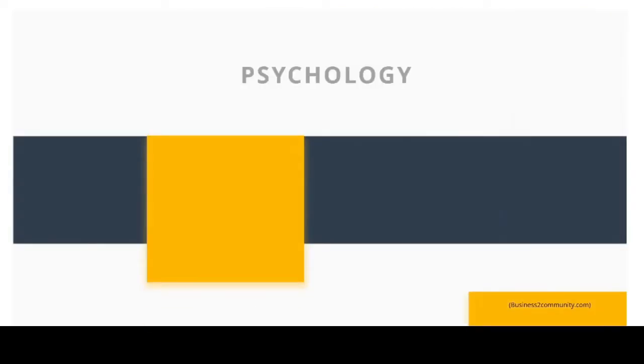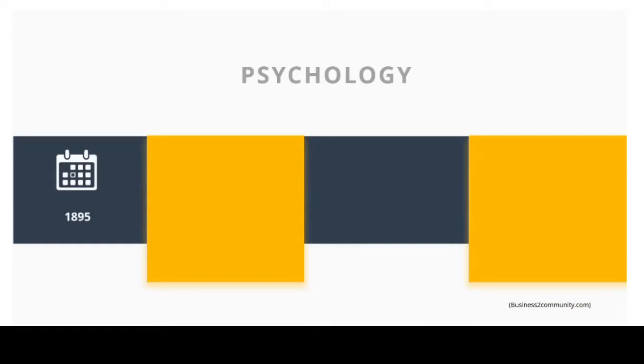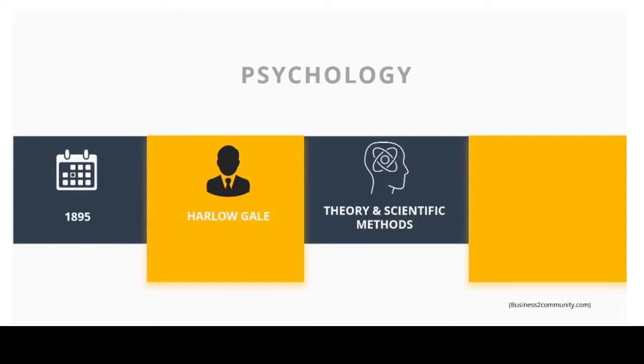Let's give a bit of background. In 1895, a guy named Harlow Gale was the first psychologist to use theory and scientific methods to study advertising and the process of persuasion. He was the first to develop advertising surveys and experiments that sought to find the effects of advertising on attention and memory. He was very intrigued by how people processed ads, and I'm quoting now, from the time they see the advertisement until they have purchased the article advertised.